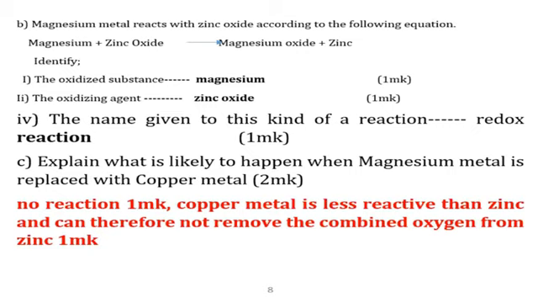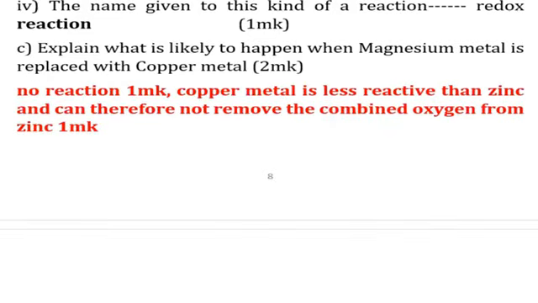Number 4, the name given to this kind of reaction is redox reaction. Number C, explain what is likely to happen when magnesium metal is replaced with the copper metal. What will happen? No reaction, no reaction. Why? Copper metal is less reactive than zinc and can therefore not remove the combined oxygen from zinc.